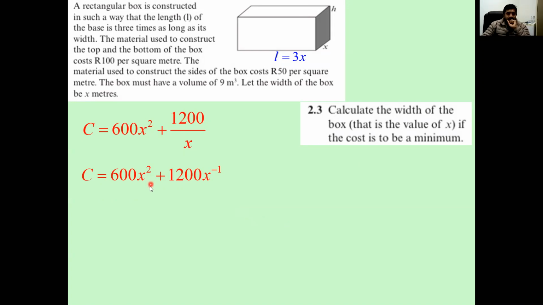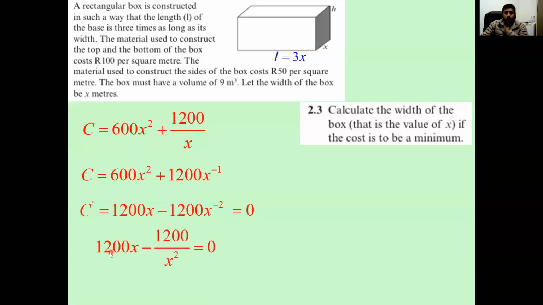All right. So we're going to use a derivative, and 600 times 2 is 1,200. The power decreases by 1 to be x. 1,200 times minus 1 is negative 1,200x. And remember, minus 1 is negative 2. So we find a derivative. Now we're going to equate to 0. And the next part is to solve for x. So x to the negative 2, we need to take it to the bottom. And it becomes 1,200x minus 1,200 over x squared.